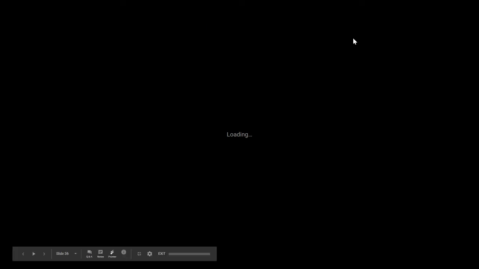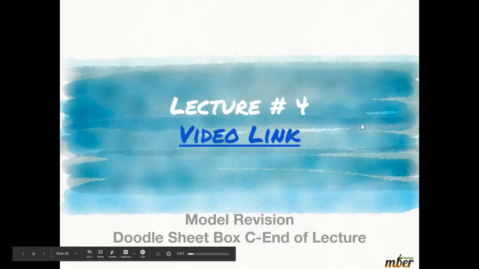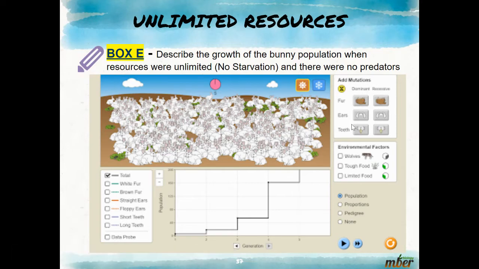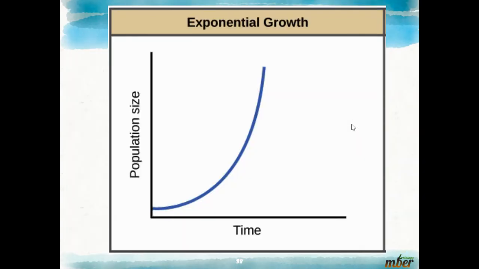Okay, so we are working on the doodle sheet. The first box you are going to work on is box E. Describe the growth of the bunny population when resources were unlimited. So there was no starvation and no predators. Remember, press pause and do the work. I'm not going to spend 5 minutes giving you the opportunity to type. Just go ahead and hit pause, and that way you have as much time as you need.